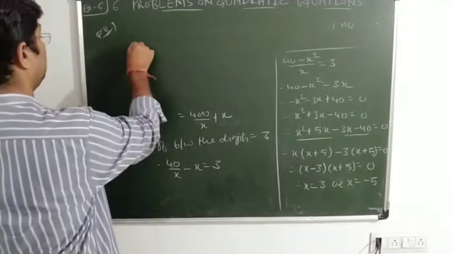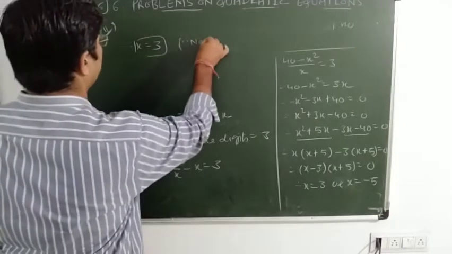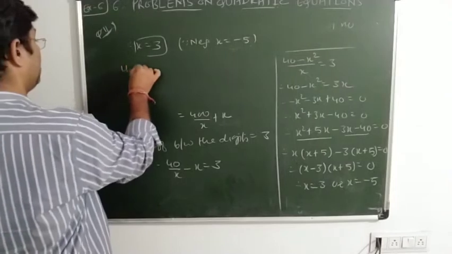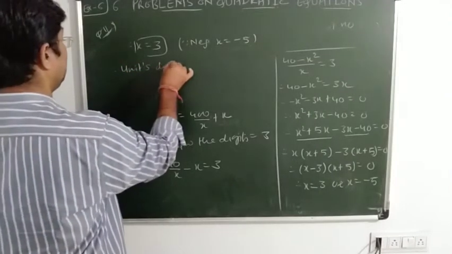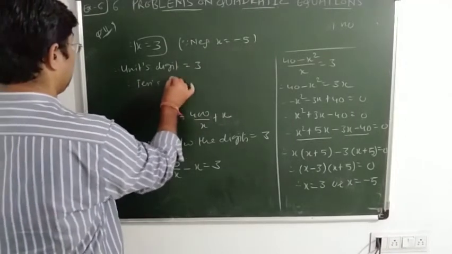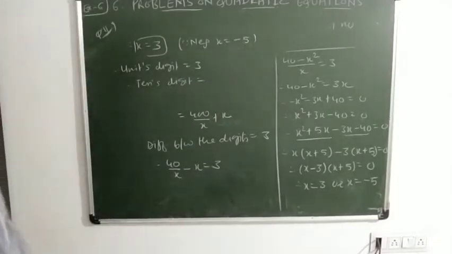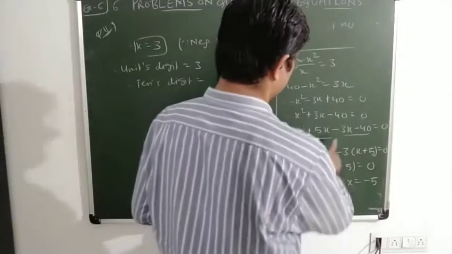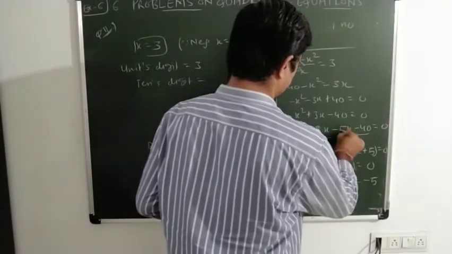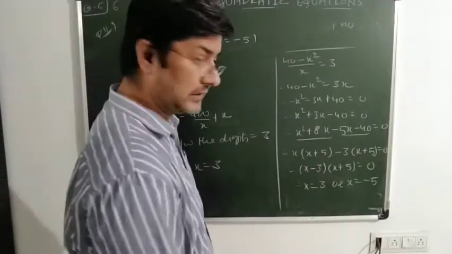Okay, and therefore x is equal to 3. Neglecting x is equal to minus 5, and therefore units digit is 3, and therefore tens digit is... okay, by mistake I wrote 5 and 3, so let us correct this.